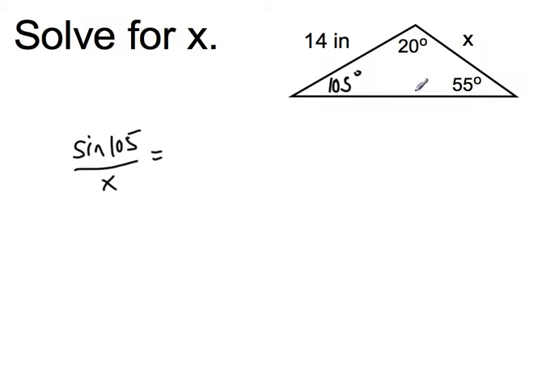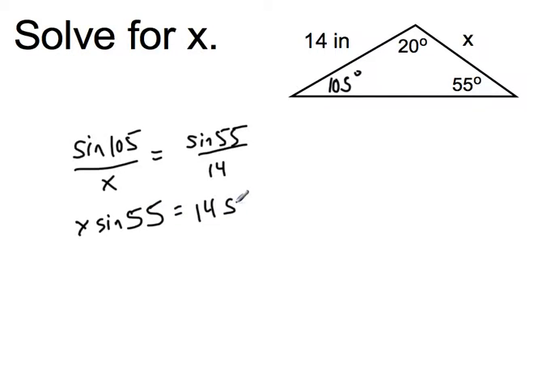Let's pair the 14 and the 55 because we know both of those values. So sine of 55 over 14. Sine of 55 divided by 14. And now again we have just a proportion which we can cross multiply. We have x times the sine of 55 degrees is equal to 14 times the sine of 105 degrees.